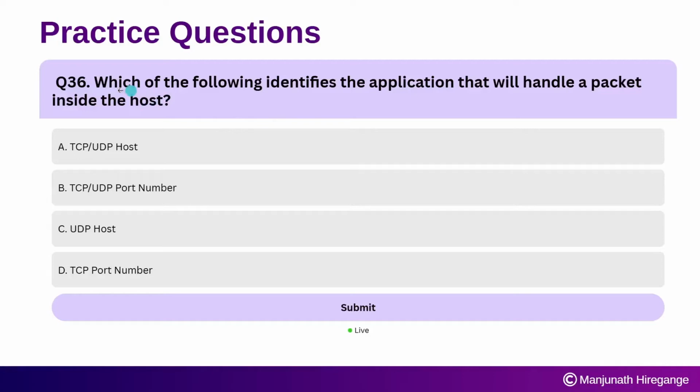Question number 36. Which of the following identifies the application that will handle a packet inside the host? Right? Identifies the application that will handle a packet inside the host. So carefully observe the question. The options are TCP UDP host, TCP UDP port number, UDP host, TCP port number. So take your time. What is the answer? It's TCP UDP port number.